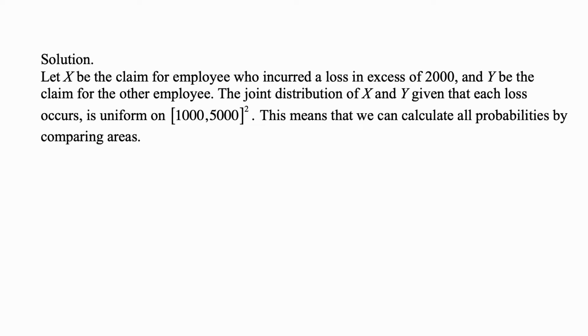So let X be the claim for an employee who incurred a loss in excess of 2,000, and let Y be the claim for the other employee. The joint distribution of X and Y, given that each loss occurs, is uniform on 1,000 to 5,000 intervals squared in the 2-dimensional plane. So it's a bivariate distribution that we'll need to consider. This means that we can calculate all probabilities by comparing areas because it's a uniform distribution.